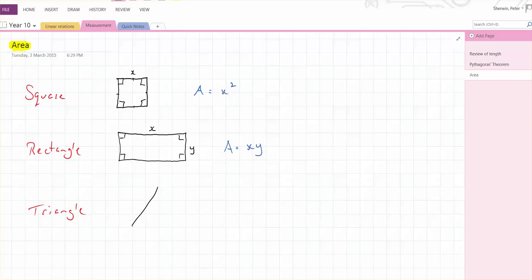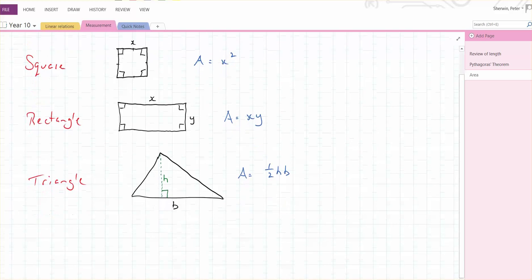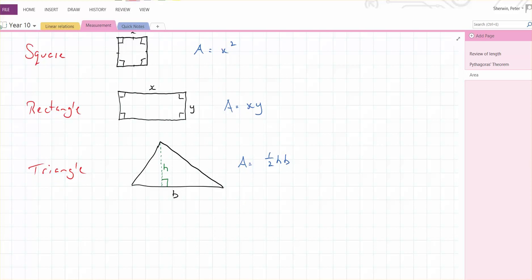So let's have a look at the triangle. When we've got a triangle, the dimension that we need in order to calculate the area will be the height. When we're talking about height, it's the perpendicular height from one of the vertices or corners or angles of the triangle. So let's give that h, and our base b, and so our area will be half hb, half times height times base. That gets the area of any triangle for us.